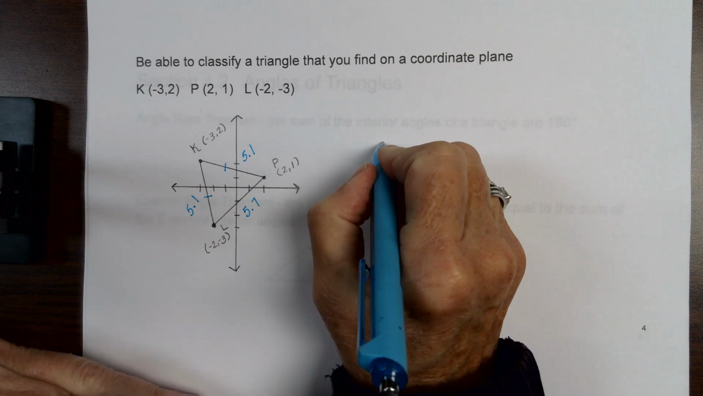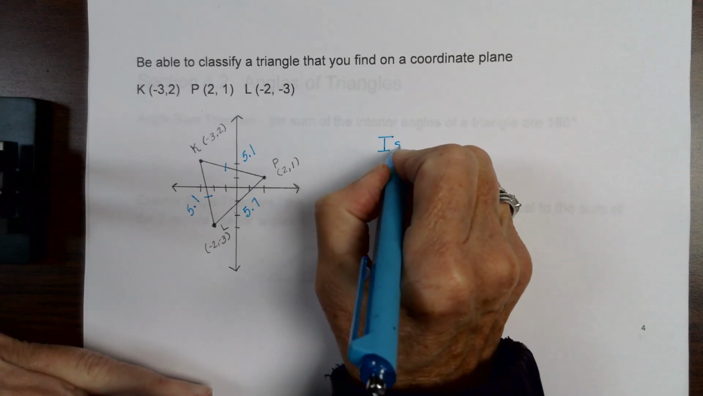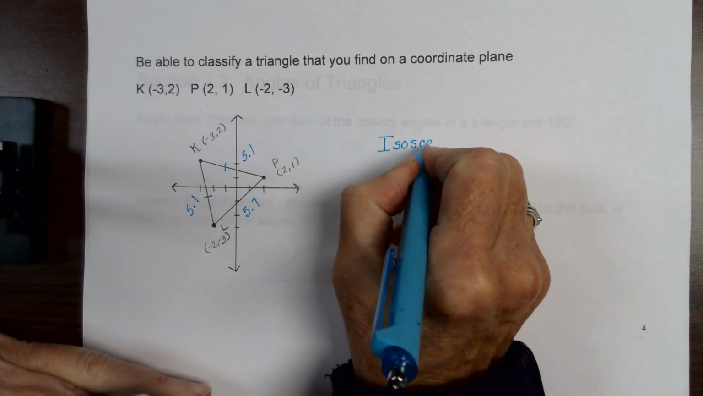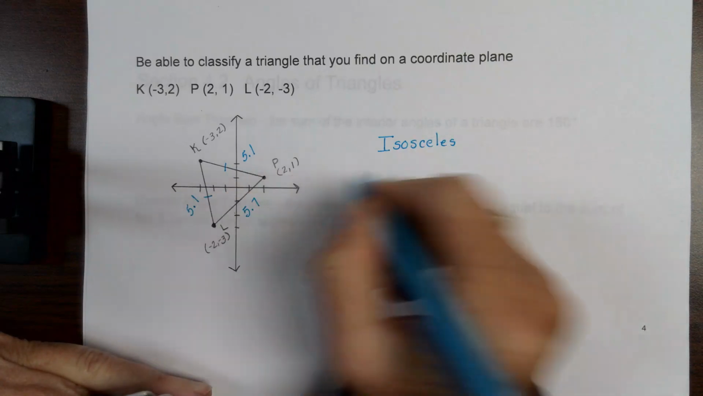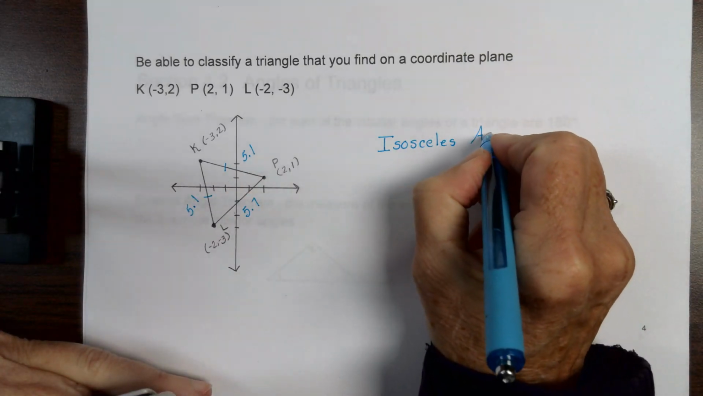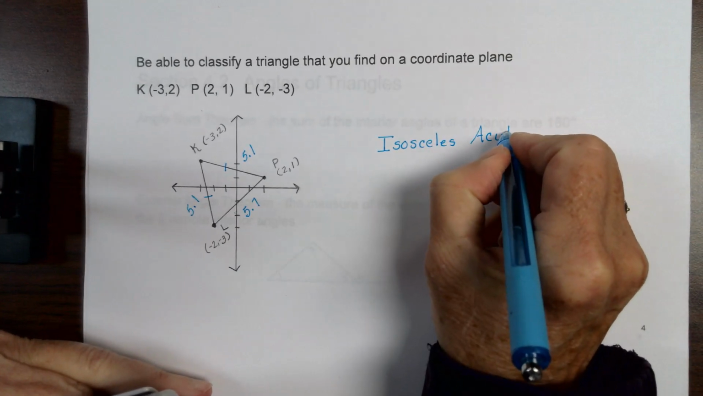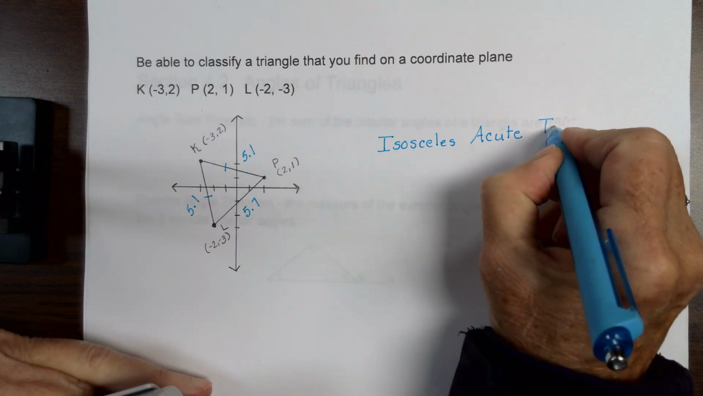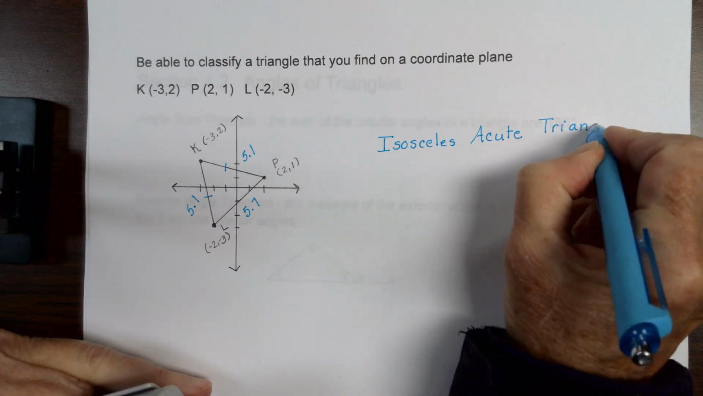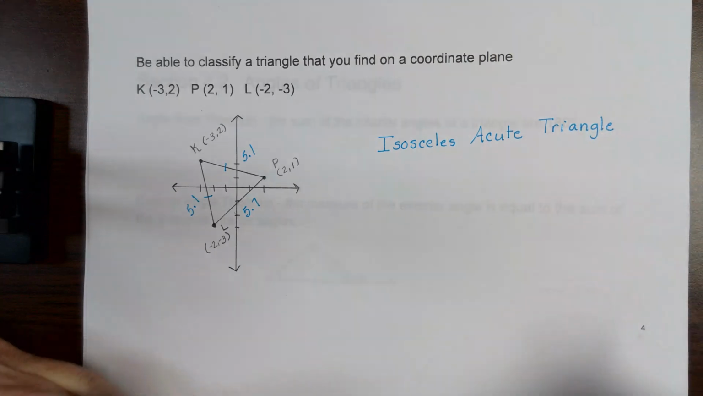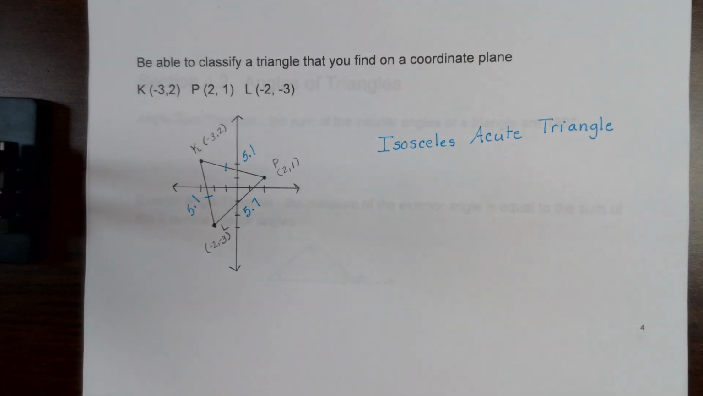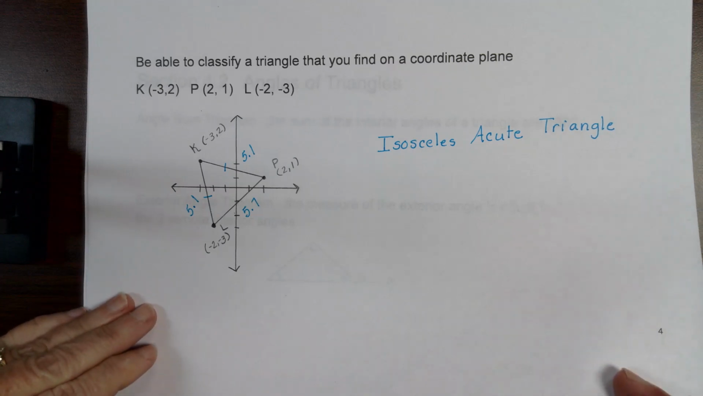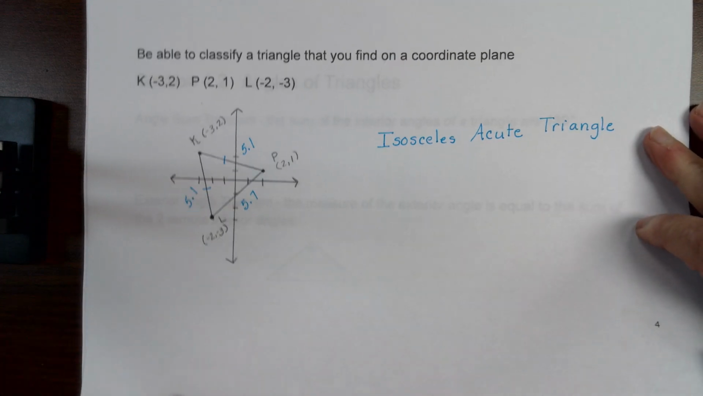So I would say that this is an isosceles, and I can look at it and know that it's acute. If they ask me to classify by both sides and angles, it's an isosceles acute triangle, or you could call it an acute isosceles triangle. So sometimes you can do them by both sides and angles. Sometimes they ask you to do it by sides. Sometimes they just ask you to do it by angles.